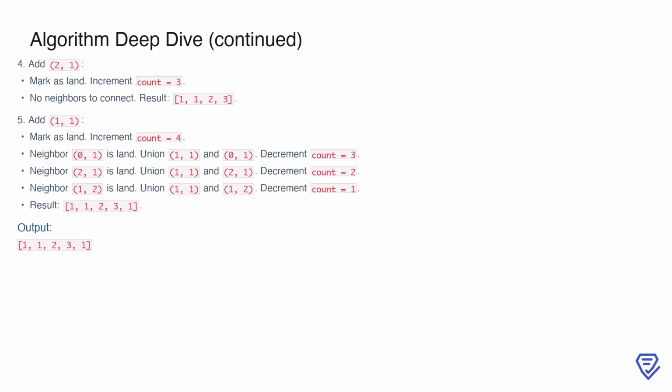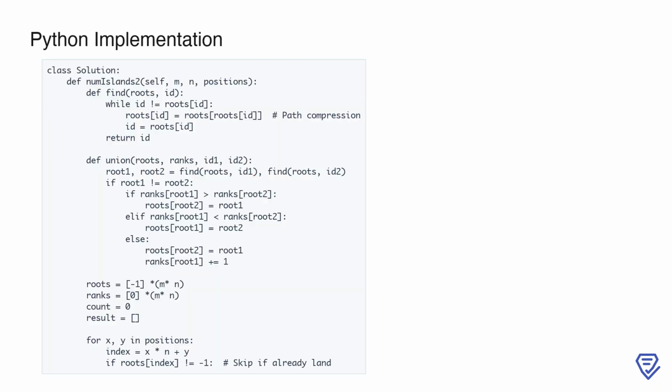This step-by-step process demonstrates how the algorithm efficiently updates the island count after each addition, leveraging the union find data structure to handle dynamic connectivity with minimal overhead. Here, we start with the definition of the numberIslands2 function, which takes the grid dimensions m and n, along with a list of positions where land is being added.